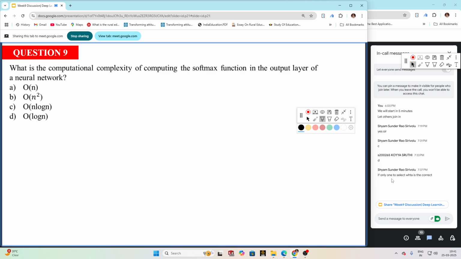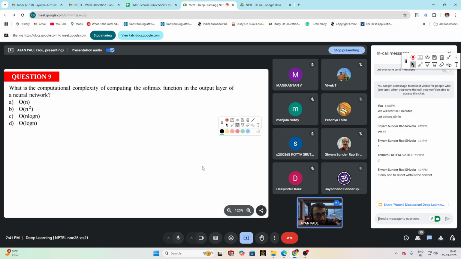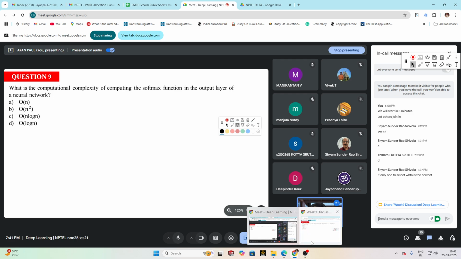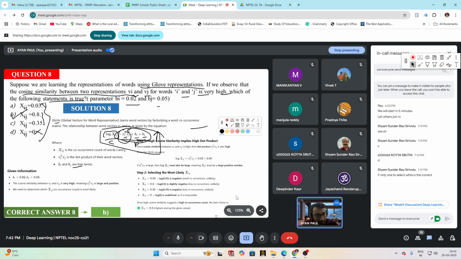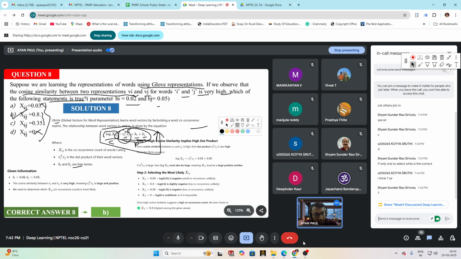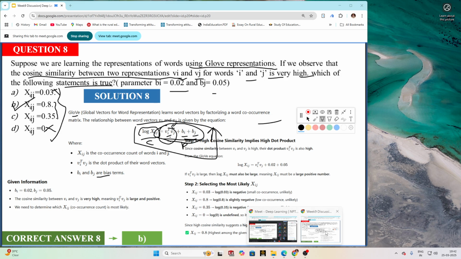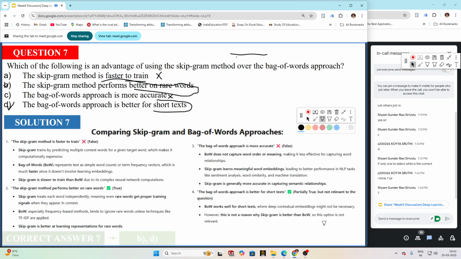Yeah, Shyam, if only one is to be selected, what is the correct answer? Shyam, which question are you asking about? Question number 8? Are you asking for question number 8, Shyam? Am I audible? Are you asking for question number 8? Okay, 7, okay. Let's see question number 7.